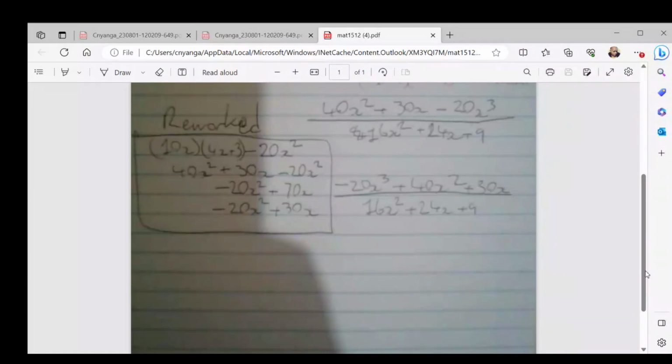Okay, sir. I see he's working on the reworked side, sir. He made a slight arithmetic error there. He said 40x squared minus 20x squared is equal to negative 20x squared, of which is positive 20x squared. A slight mistake there, sir.